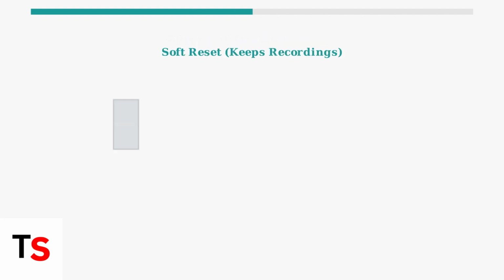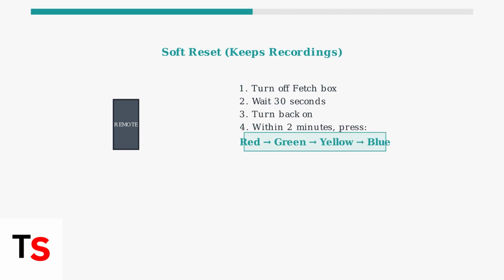A soft reset clears settings while preserving your recordings. Turn off the Fetch box, wait 30 seconds, then turn it back on. Within 2 minutes of restarting, press red, green, yellow, blue on the remote until the light flashes red.